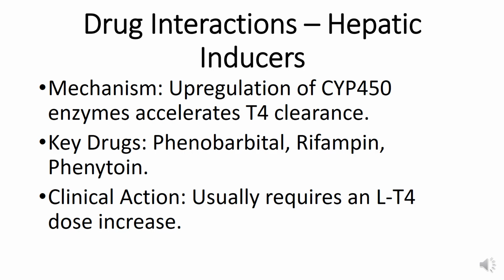When CYP450 activity increases, the liver becomes more efficient at metabolizing and clearing certain substances from the body. In patients taking levothyroxine, this can lead to faster breakdown and elimination of thyroid hormone. As a result, circulating thyroxine levels may decline more rapidly than expected. This means that a dose that was previously adequate may no longer provide sufficient thyroid hormone replacement.